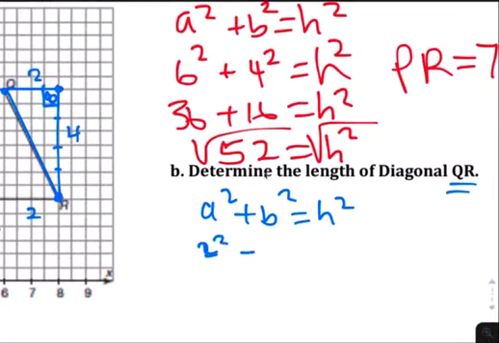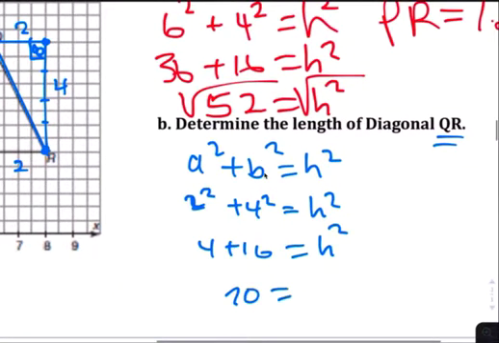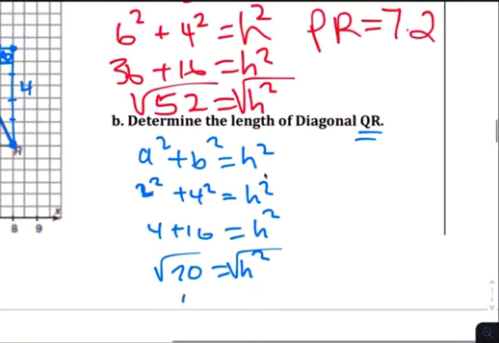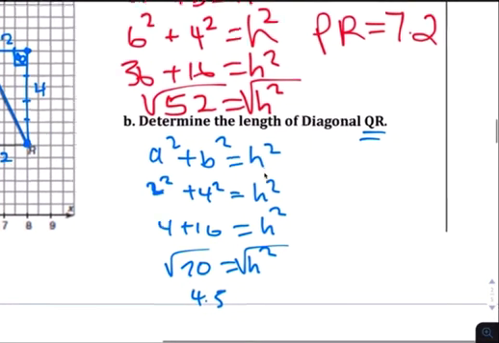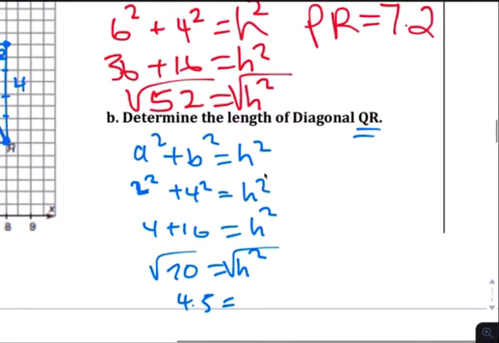2 squared plus 4 squared, that's 4 plus 16. That's 20 equals the hypotenuse squared. Take the square root. Square root of 20 is 4.5. Make sure. It's 4.47, so the 7 turns that 4 into a 5. That is the length of QR.